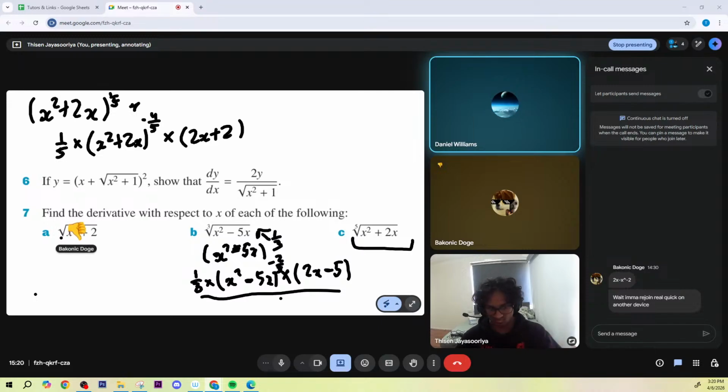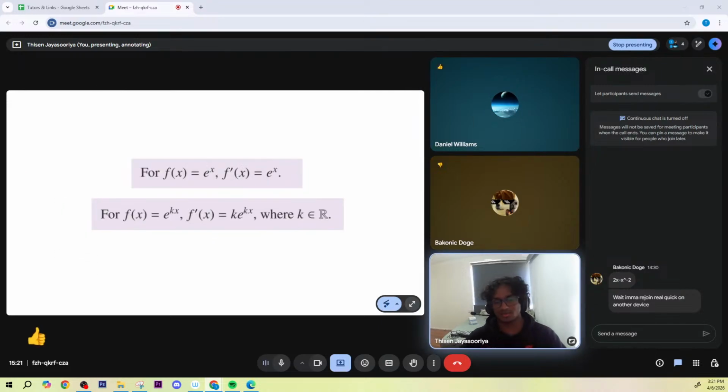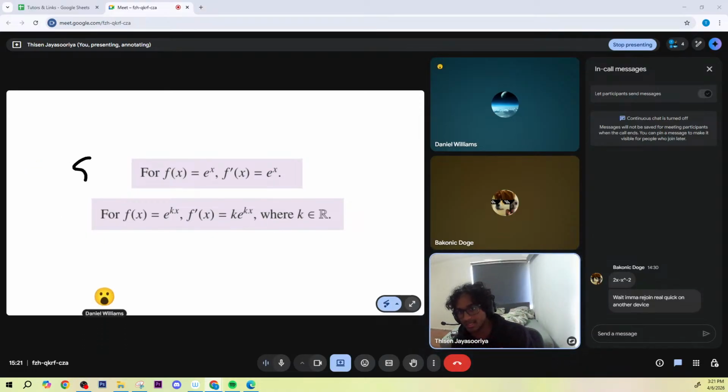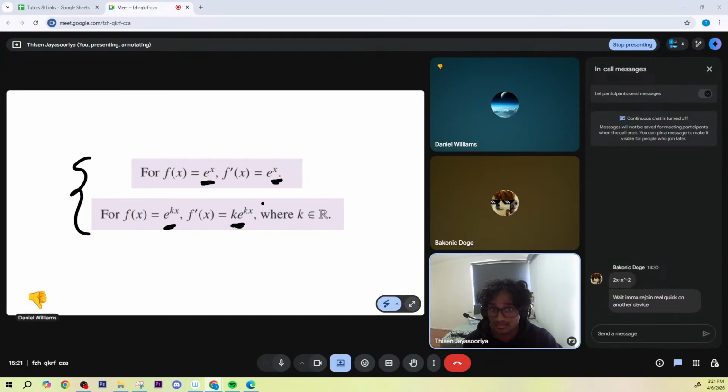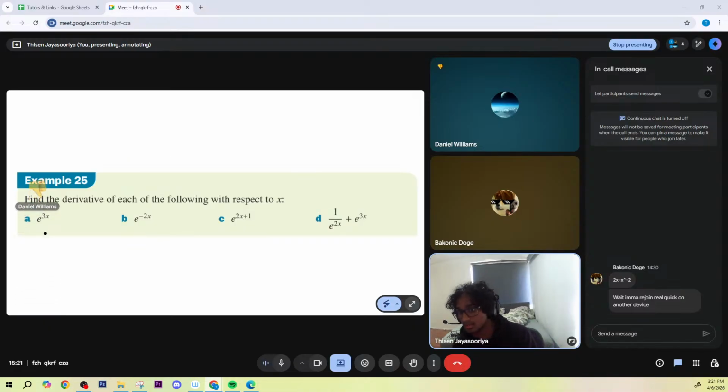I get it. Okay. So now we're dealing with the derivative of e. This is the derivative of e to the x. Now I want you to remember both of these. E is its own derivative. This is the derivative of e to the power of kx. These are starting to show up more and more on your formula sheet. So here, the derivative of this one is 3e to the 3x.